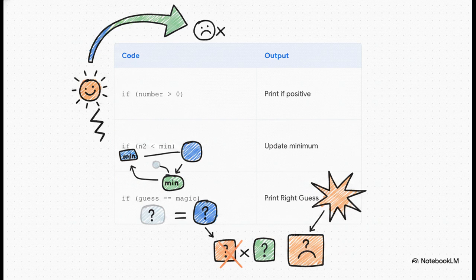Finally, the third example introduces a simple game. We check if a user's guess is exactly equal to a preset magic number. We do this using the double equal sign. If the guess and the magic number match, boom, the program prints right guess. But think about this for a second. What happens if they guess wrong? Right now, with just an if statement, nothing happens. The program just ends. That's a little abrupt, right? We need a way to handle failure gracefully.